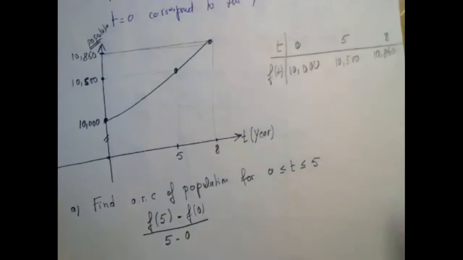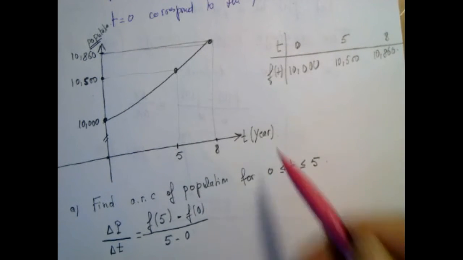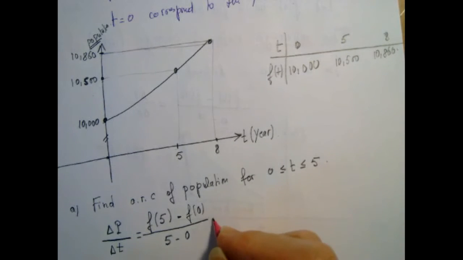So the top, I think of it as delta P. Why did I write delta P? I didn't write delta Y here. I wrote delta P because it's the change in population. It would be silly for me to write Y because it's the population. And this is the delta T, the change in time, because that's my input. So it's equal to what?